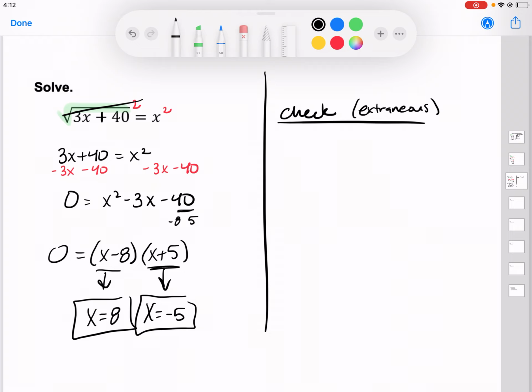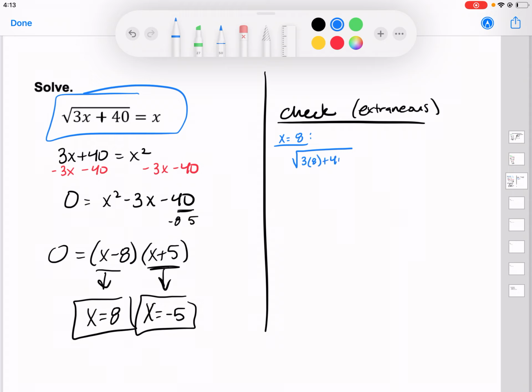So let's go ahead and check for extraneous solutions. When it comes to extraneous, you're going back to the original problem, so back here before I squared anything. So I am going to check positive 8 first, because we have to check each one of them. So we've got the square root of 3 times 8 plus 40. I want to see, is that actually equal to 8? That's the big question. So 3 times 8 is 24, plus 40 is 64. Well, is the square root of 64 8? Yes, it is. So that is good to go. So we know 8's good.